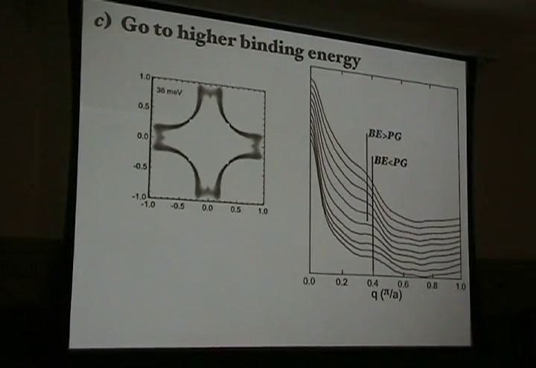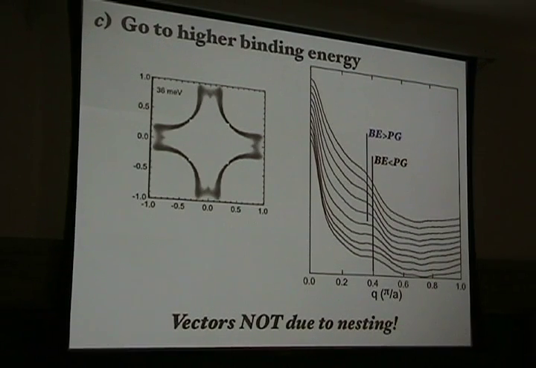Or we can go to higher binding energy. I told you that this one vector is actually different than the end of the arcs. You can see here, okay, there's a third little curvature. So this is for binding energy greater than the pseudogap energy. There's a peak here, and this is binding energy less than the pseudogap. So here, this vector is different than the vector that you see in the pseudogap because of the arcs at lower binding energy. So it all sort of sits, it's not nesting, all of this.